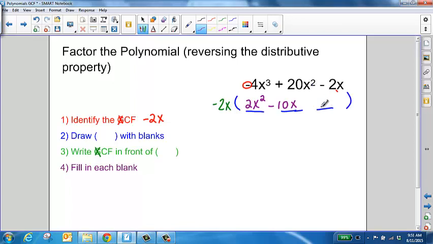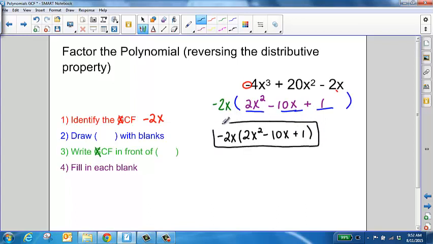Moving on to the last piece. So negative 2 times what gives us negative 2. And then x times what gives us x. Well, negative 2x times 1 gives us back negative 2x. So if we factor negative 4x to the third plus 20x squared minus 2x, and we factor out that negative 2x out in front, we're left with negative 2x times 2x squared minus 10x plus 1.